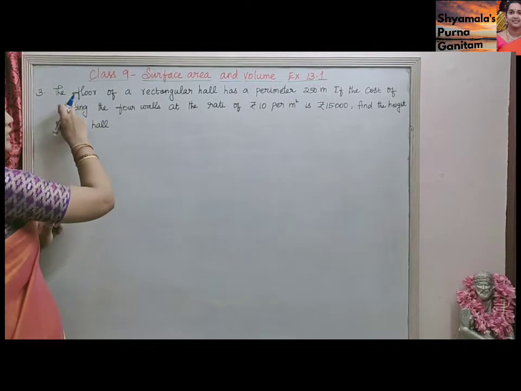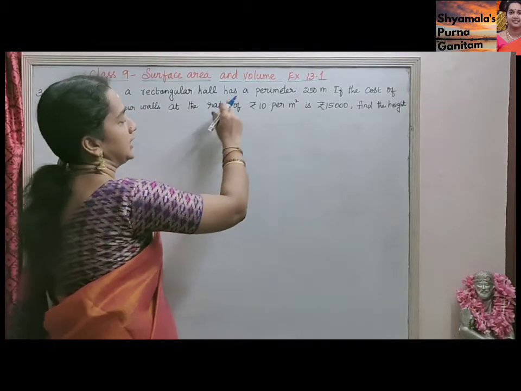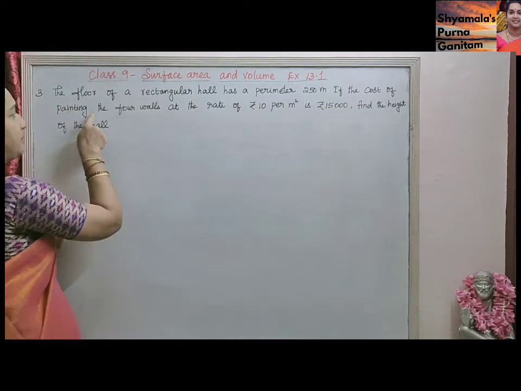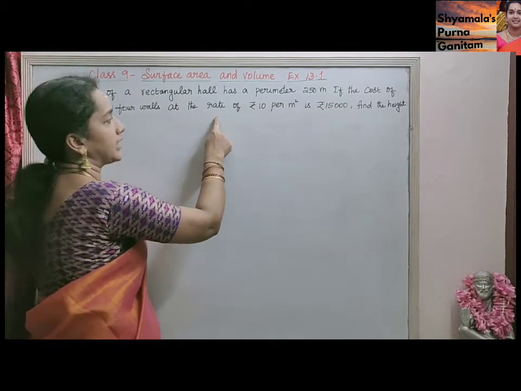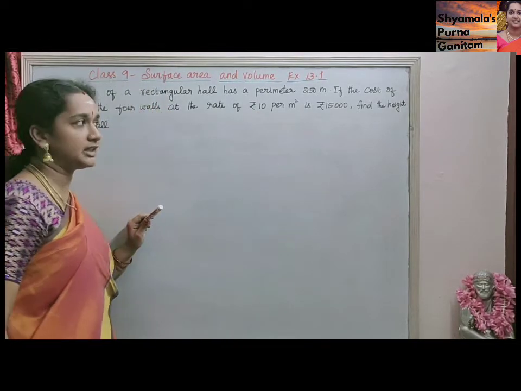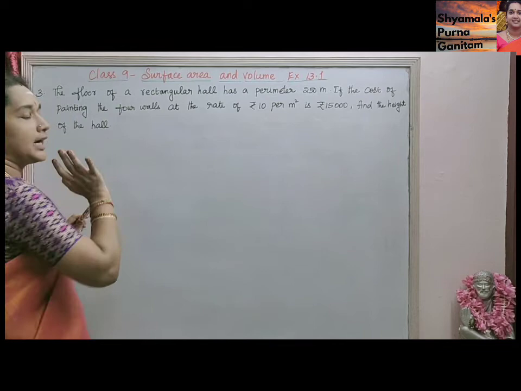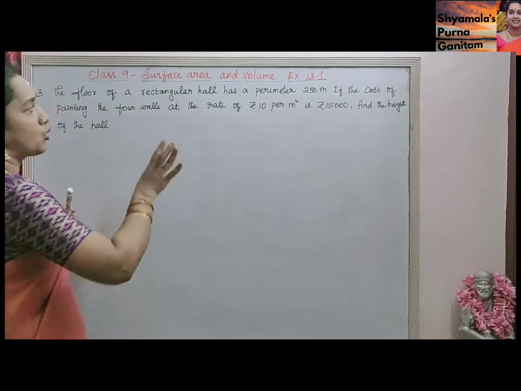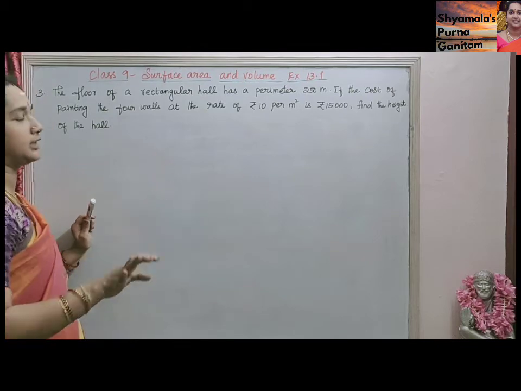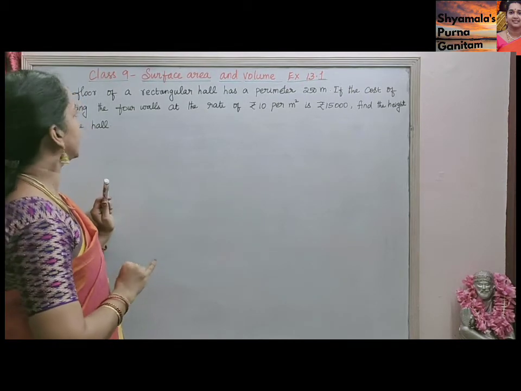Next sum is, the floor of a rectangular hall has a perimeter 250 meter. If the cost of painting the 4 walls at the rate of rupees 10 per meter squared is 15,000, find the height of the hall. So what are all the things given? Perimeter of the rectangular hall is given.